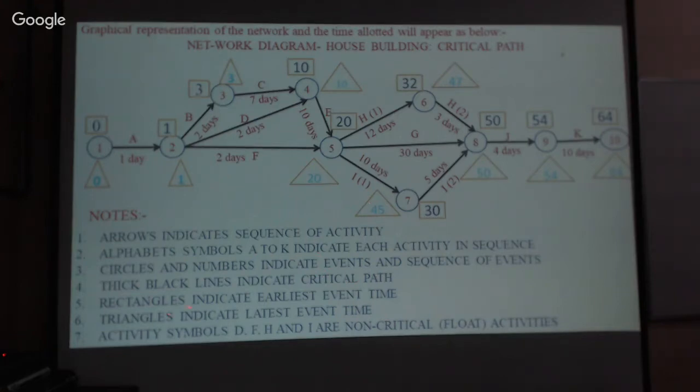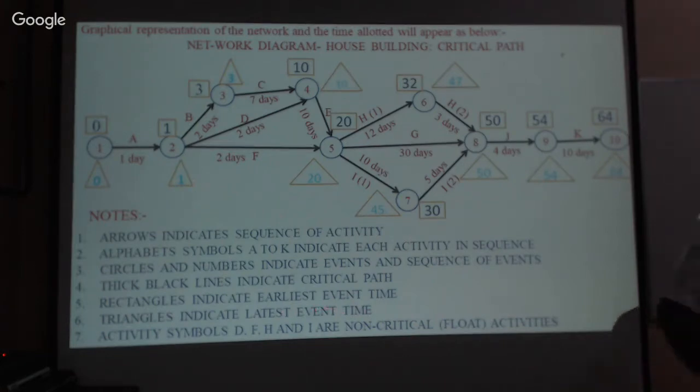And rectangles indicate the earliest event time. Rectangle, earliest event time. That is when the project can be started, when the earliest event starts and when it finishes. That is the earliest, isn't it? And the triangle indicates the latest event, isn't it? What is the latest event?